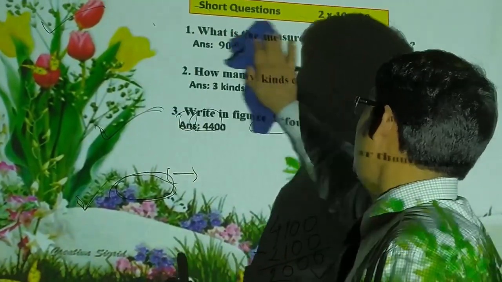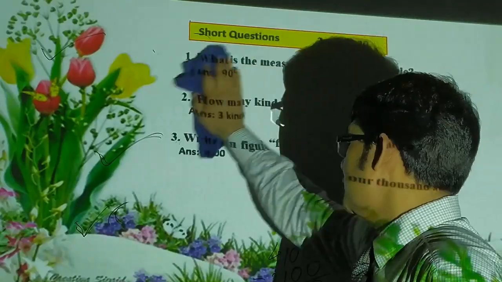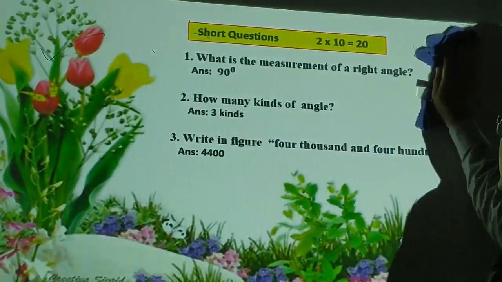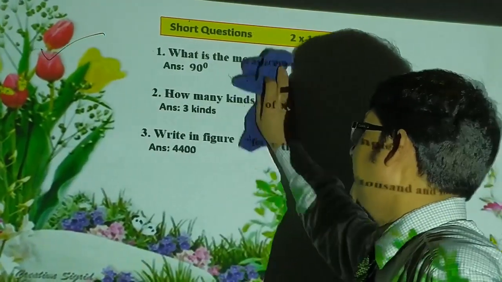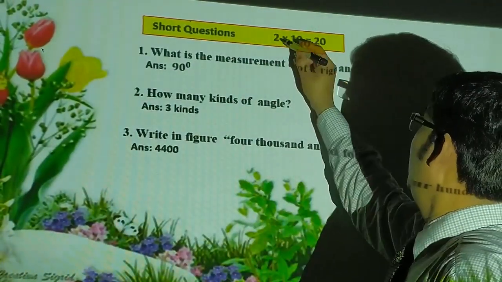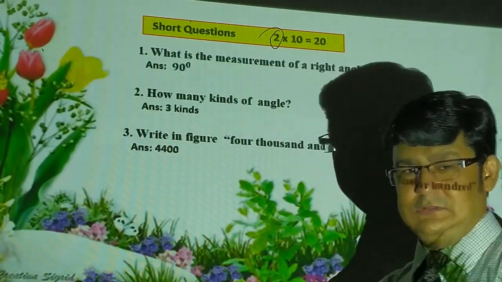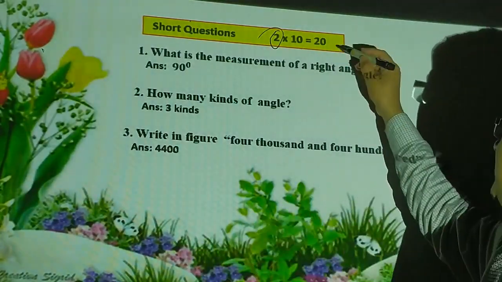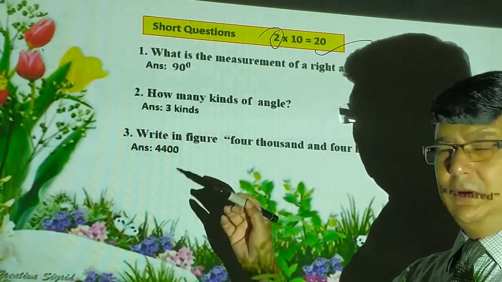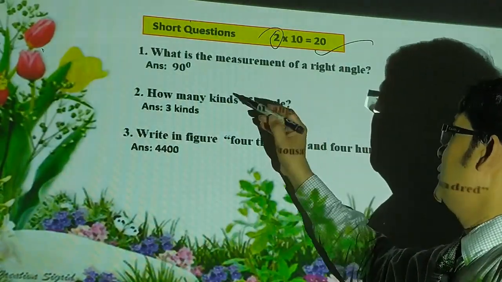Now I am going to discuss the short questions. Ten short questions are given, and 2 marks for each. Ten short questions, 2 marks each, you will get 20 marks. So be careful about this type of question.